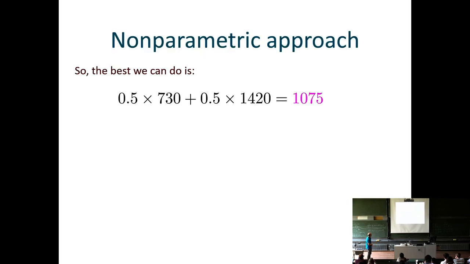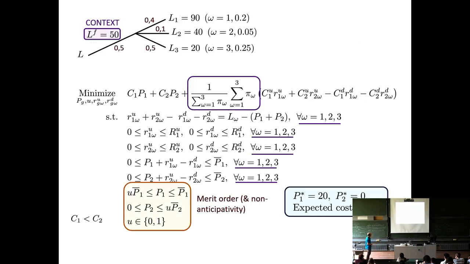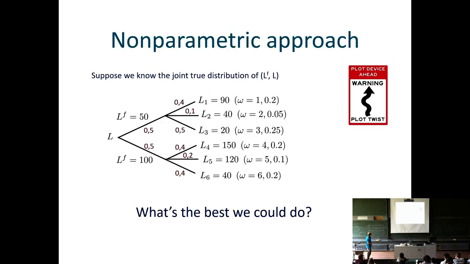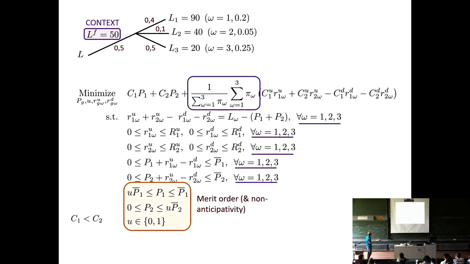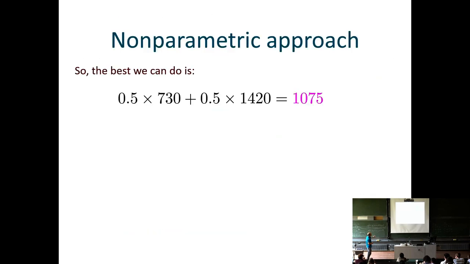Okay? If we do the average, because the probability of the two contexts is equal, 0.5, that's what is in this tree here, we have 0.5 for the two. Okay? We take the average and we get 1075. This is the best we can do. This is the perfect, perfect method. It's a non-parametric method. Of course, it's based on the unrealistic assumption that we know the tree, the joint distribution relating the context and the actual load. Okay?